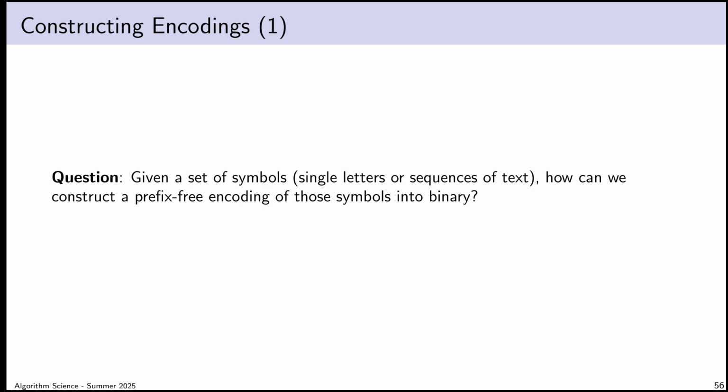Okay, so now a question is, given some set of symbols, how can I construct a prefix-free encoding? There's one really key thing missing from this prompt, and it'll become clear what that is in a minute. So let's just try and interpret this literally. I have a set of symbols. I want to find a prefix-free encoding of those into binary, just any prefix-free encoding. Well, I know that in a prefix-free encoding, the symbols themselves have to be attached to leaves of my tree.